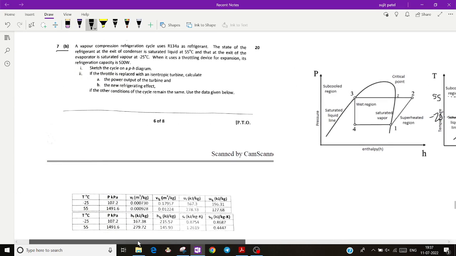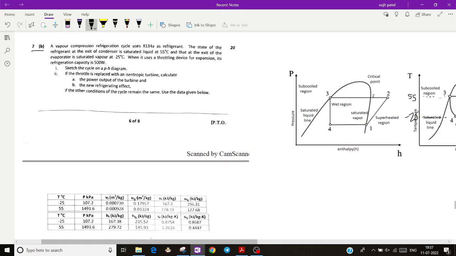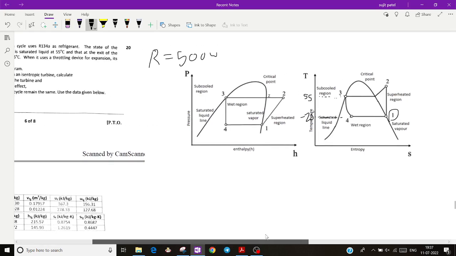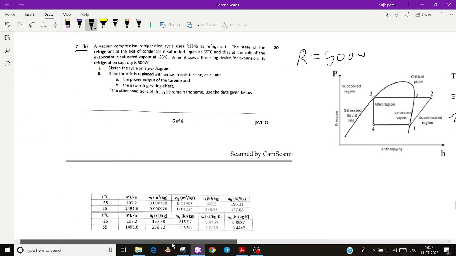It uses a throttling device for expansion and has refrigeration capacity 500 watts. So that means refrigeration effect R is equal to 500 watt. We know that the refrigeration effect or refrigeration capacity is denoted by the enthalpy difference times mass flow rate from the evaporation region, this is 4 to 1. So we have 55 as the condenser temperature and minus 25 as the evaporator temperature, and corresponding to the property table given here.